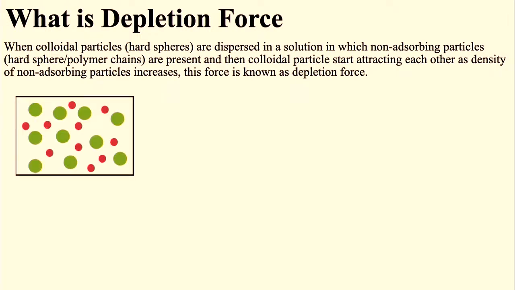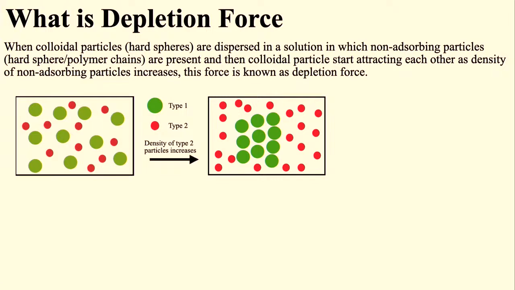I'll show you the cartoon. Let's assume there are two types of particles, green and red, and as we increase the density of type 2 particles, what will happen? Type 1 will form a cluster. Phase separation will occur. This attractive force is generally called depletion force. The word depletion generally means depleted from the surface of the particle. Type 2 particles are depleted from the surface of type 1, hence the name depletion.